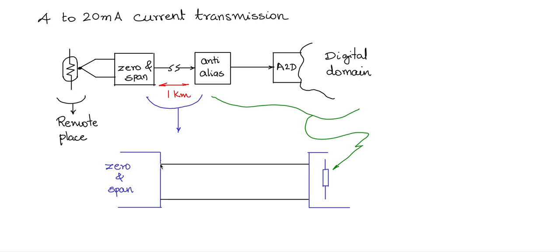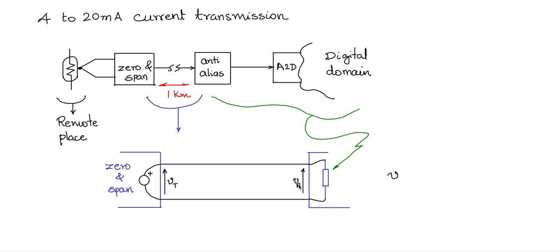Let me make some space. So this side I'm equating as a source because the transducer is now the source. Transducer along with the zero and span circuit is going to give some voltage Vt. Okay, this voltage Vt. And on this side is the voltage Vr. Why did I give the subscripts T and R? Voltage Vt at the transmission end, voltage Vr at the receiving end. So in order to distinguish, I am giving Vt and Vr.